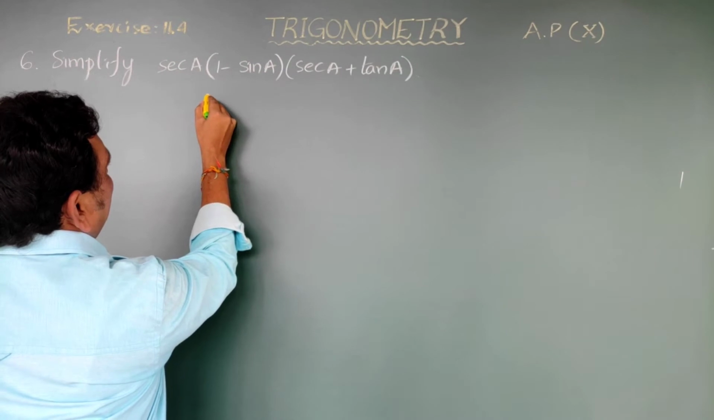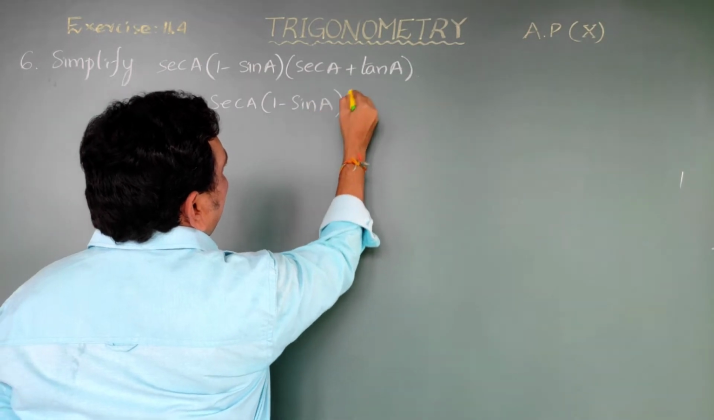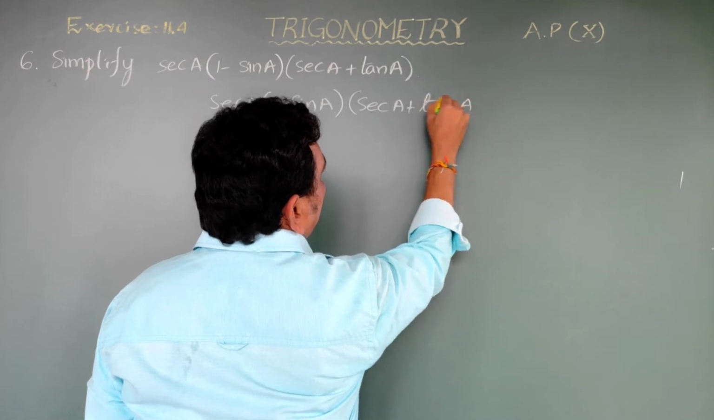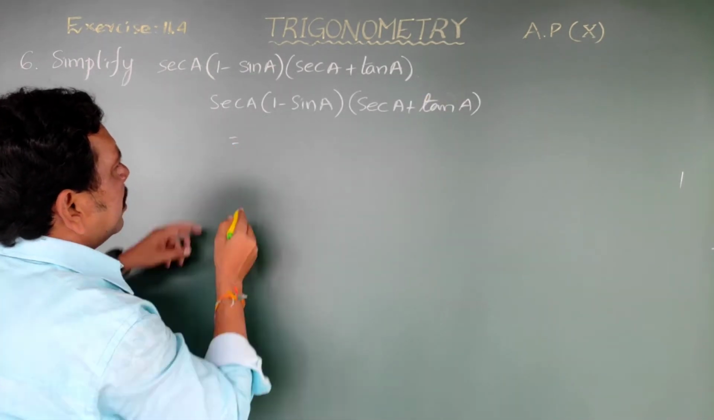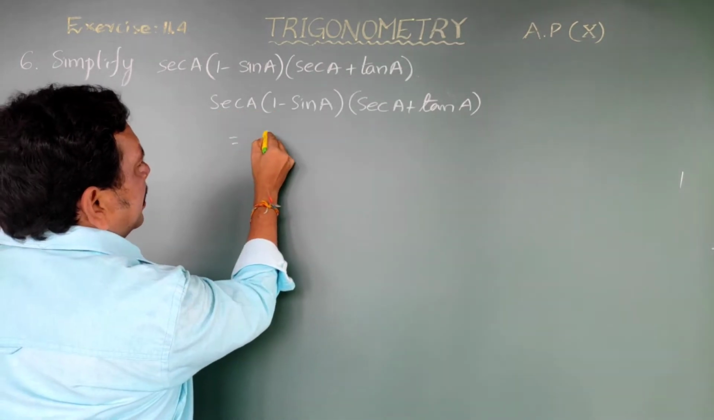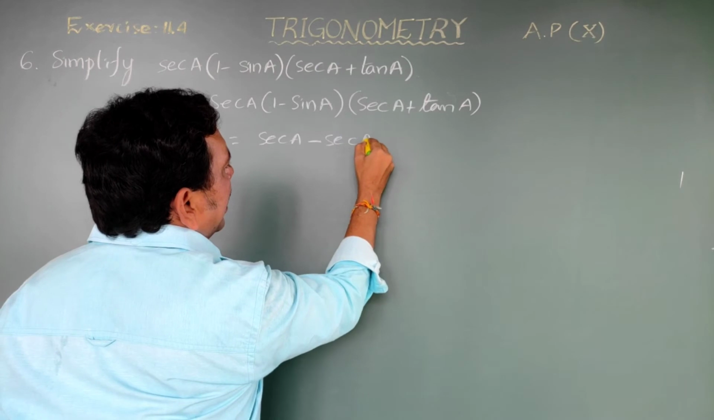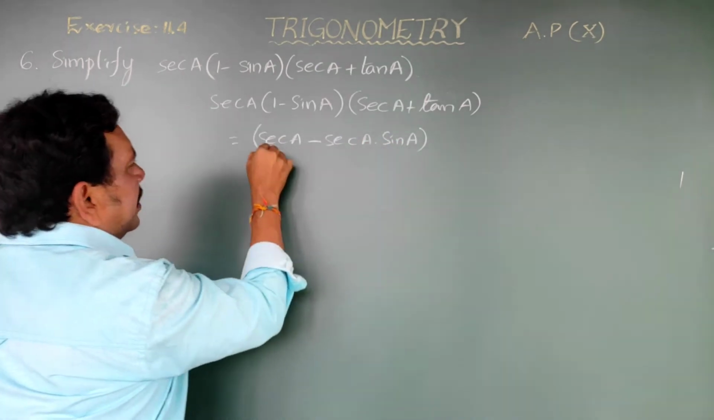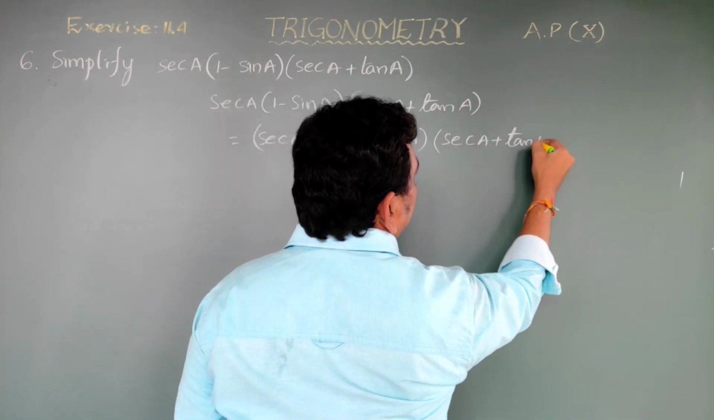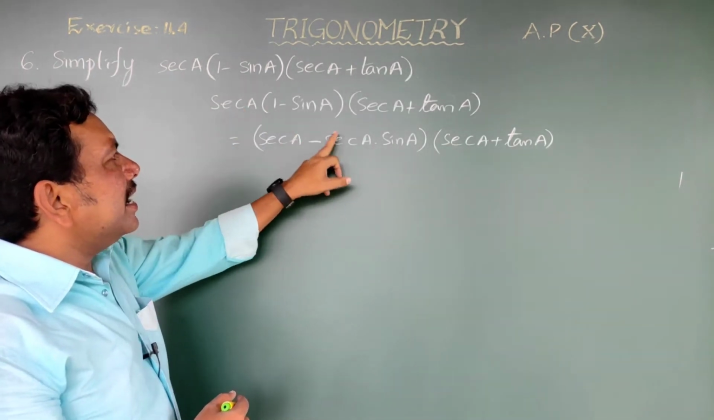Take this one. Secant A into (1 minus sin A) into (secant A plus tan A). So that is equal to, multiply with secant A this one. Secant A into 1 is secant A minus secant A into sin A. As usual write down (secant A plus tan A).